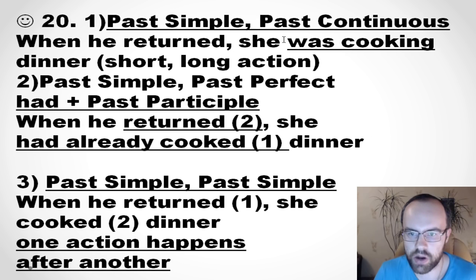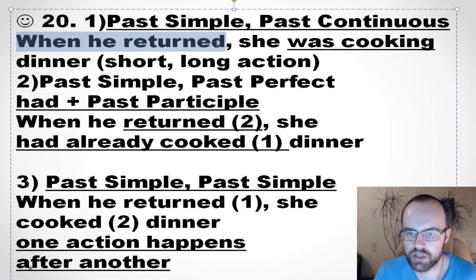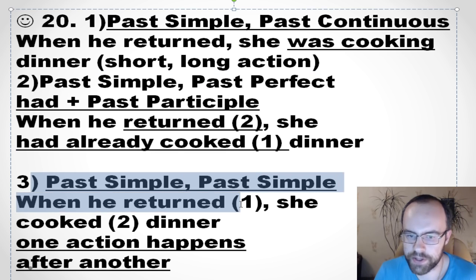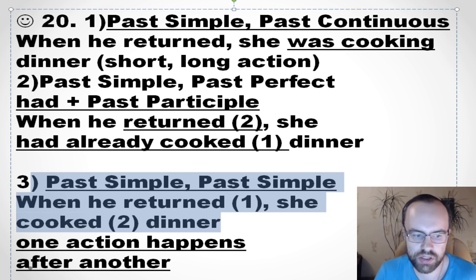Good. And there are 3 possible situations with "when". One action is long, one short. When he returned, she was cooking. Or the second action happened earlier: when he returned, she had already cooked dinner. And the third situation: when he returned, she cooked dinner. So first he returned, and then she cooked dinner.